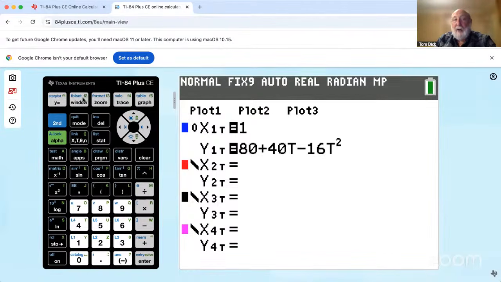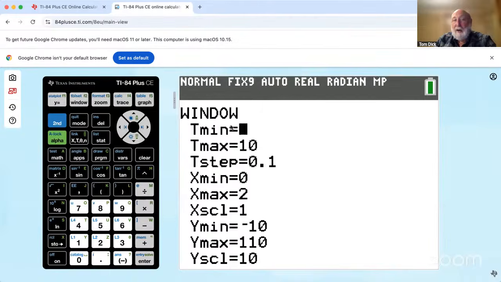Now in my window, you'll see that I've got settings for the starting t value, t min is 0. I'll make the t max, let's just say 5 seconds, okay? And I've set the t step to 0.1. So we're going to see the position of the ball every tenth of a second between 0 and 5.